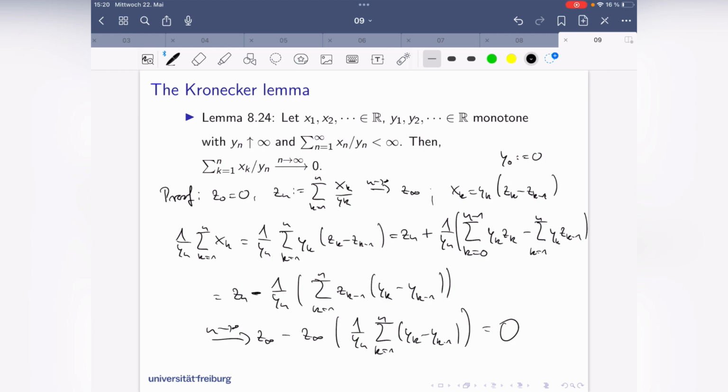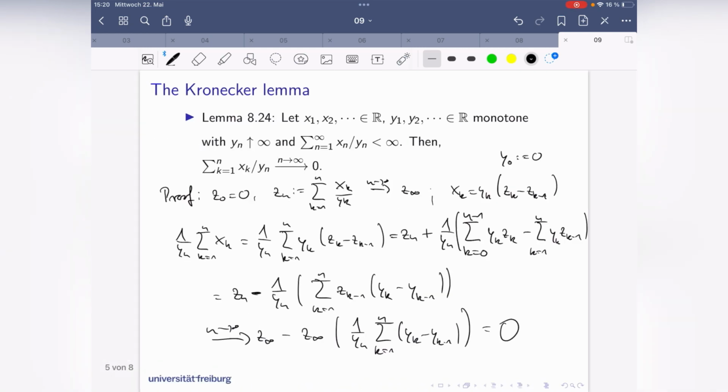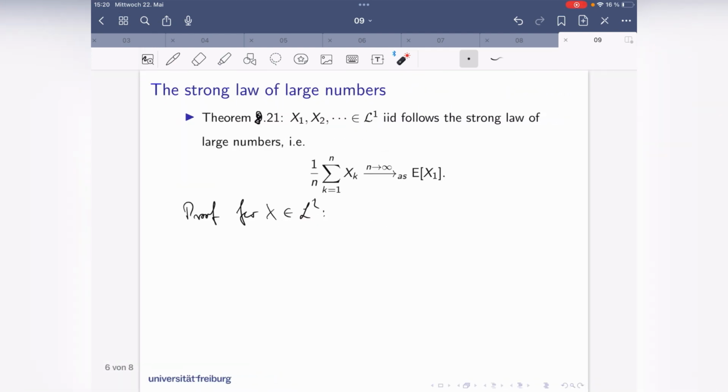Let us now come to the strong law of large numbers in the case of second moments. Proof for x in L2. And we want to use the Kronecker lemma. And the Kronecker lemma, first of all, has this here, xn divided by yn sums. So what is yn? Yn is the identity, so I consider the sequence x1 divided by 1, x2 divided by 2, and so on.